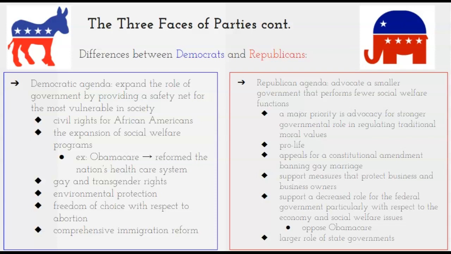They support measures that protect business and business owners. They support a decreased role for the federal government, particularly with respect to the economy and social welfare issues. And they oppose the Affordable Care Act, also known as Obamacare. And they also believe that a larger role should be in the hands of state governments.